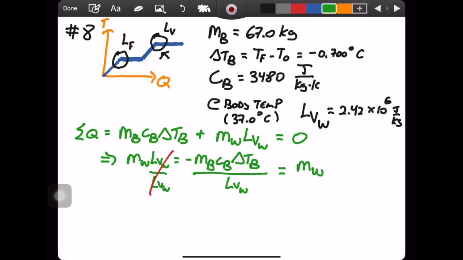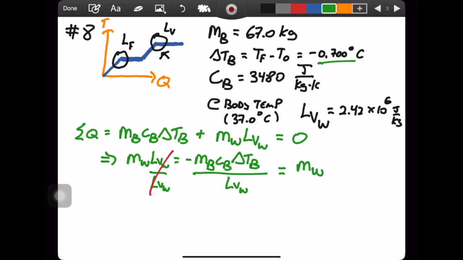And so, because again, this is going from liquid into gas. And so here's the thing. You see that negative sign there? You're like, well, how can the mass of the water be negative? Well, remember, our delta T was negative. So when you put that negative 0.7 in for delta T, it's going to negate the other negative sign.